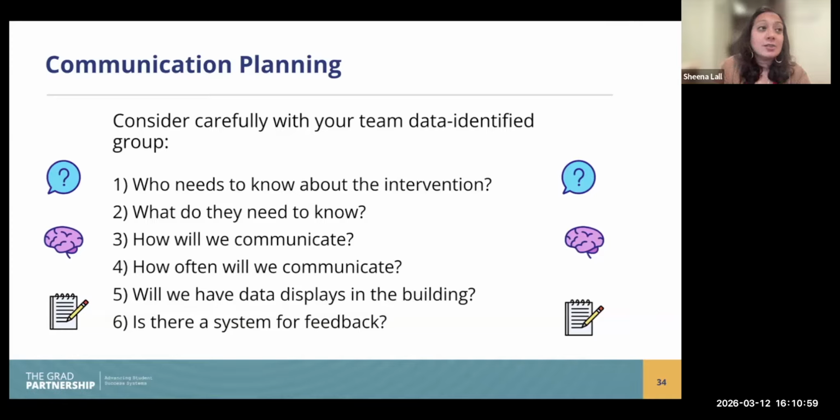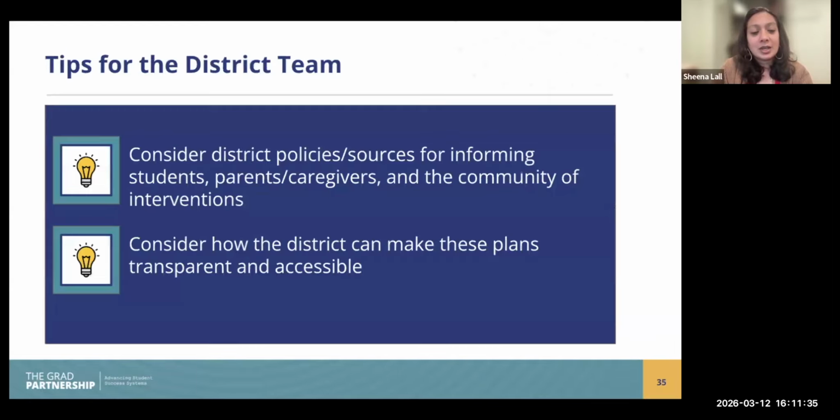Some schools have morning announcements, and that's how they get their students to know things, or they have blasts of newsletters, or whatever type of communication you know your parents and students interact with the most. Would you have data displays physically in the building so that if I'm walking through, I can see this intervention happening right on your wall? Or is there a system for feedback? If I started an intervention and I would like to communicate, is there a place where staff members can say, hey, this is really disruptive to my second period class, or any kind of feedback from family, from staff, or from students? We have to consider carefully how we will communicate what we really want others to know about our plan.